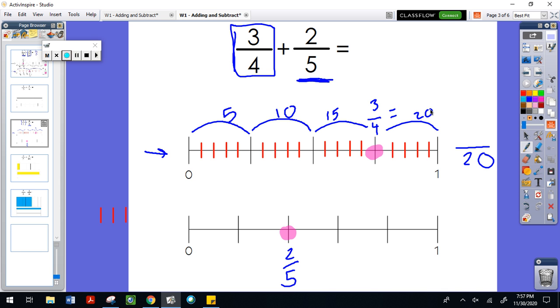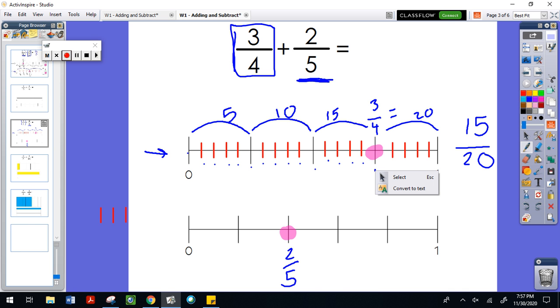All right, so what about our numerator, though? Our numerator is going to be 15. And I know this because if this is 0, this would be 1, 2, 3, 4, 5, 6, 7, 8, 9, 10, 11, 12, 13, 14, 15. So that gives me 15/20ths.